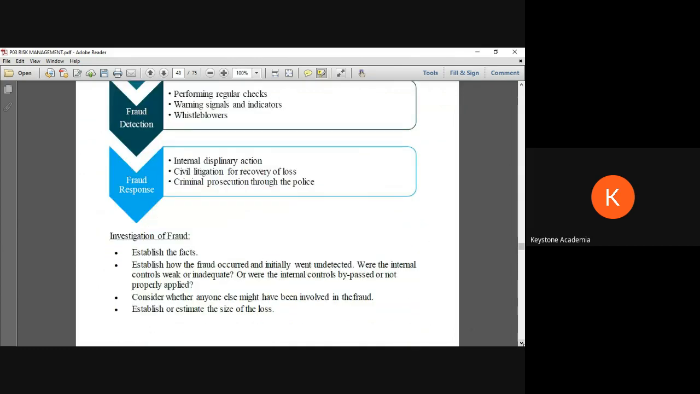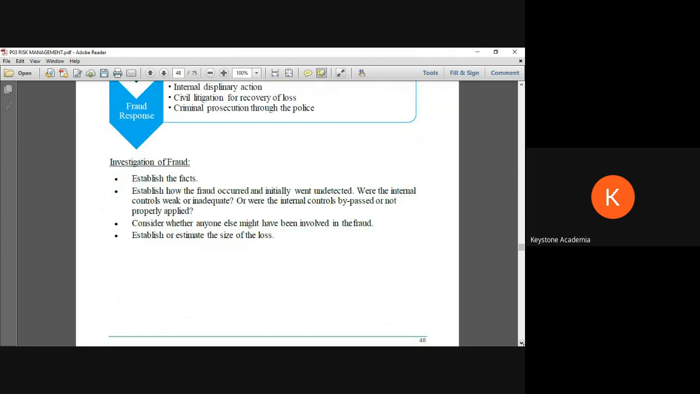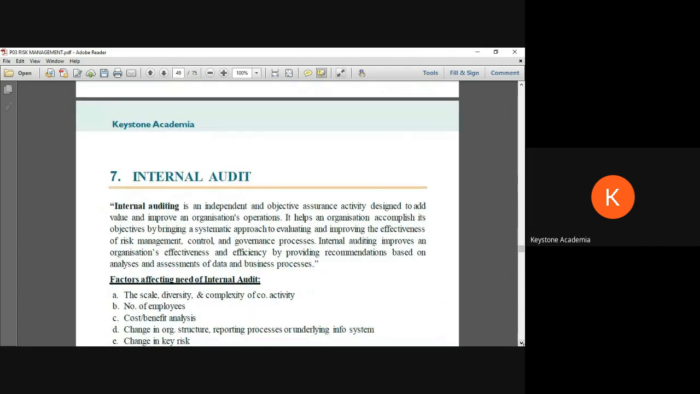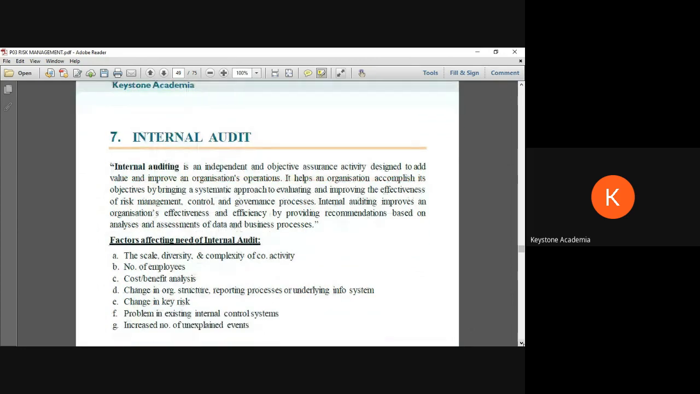Prevention, detection, response, investigation, fraud. They have given certain points that are logical, not required for us. Okay, now we'll go to internal audit. We're just talking about audit only now, with the control. So basically, if we talk about the word auditing, what is audit?